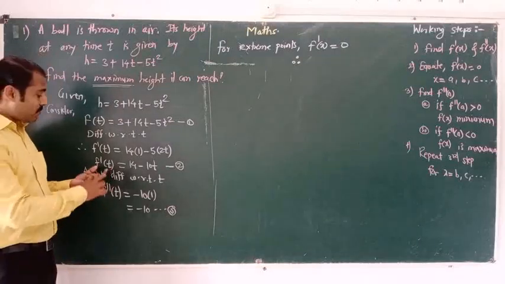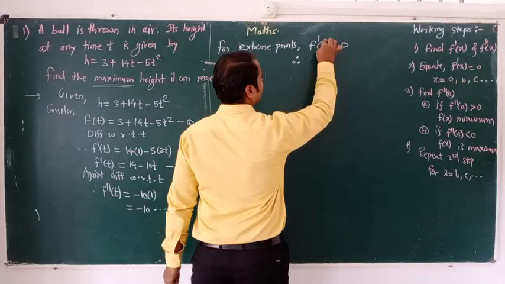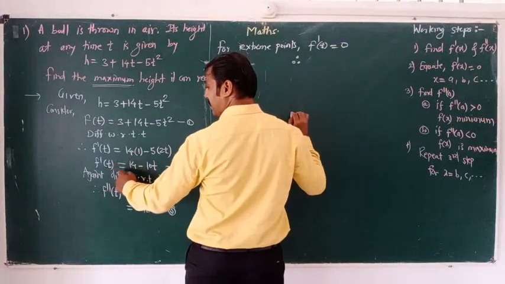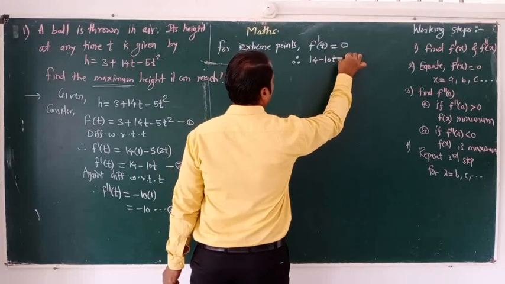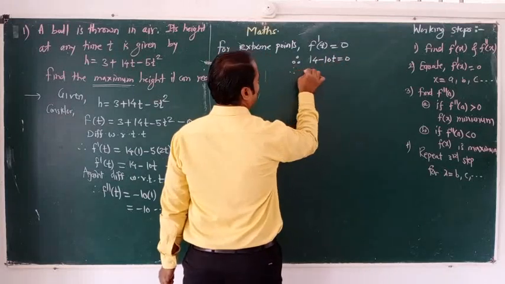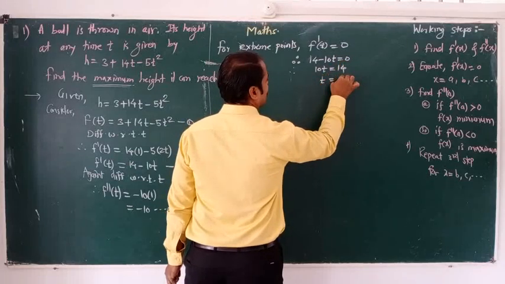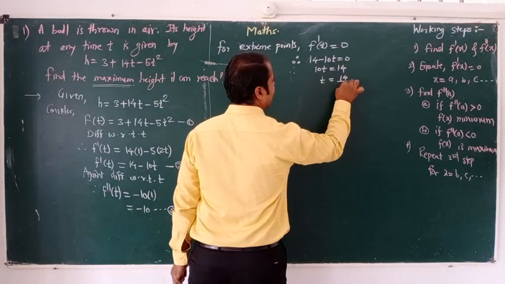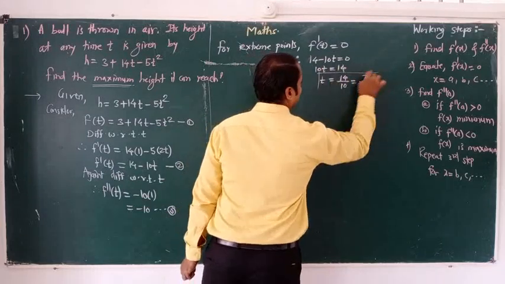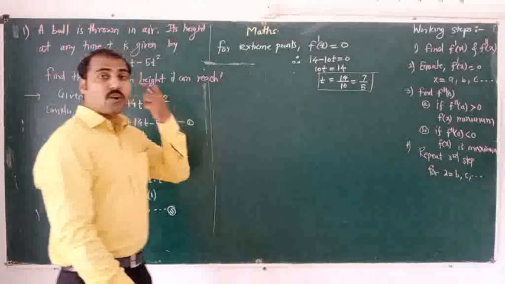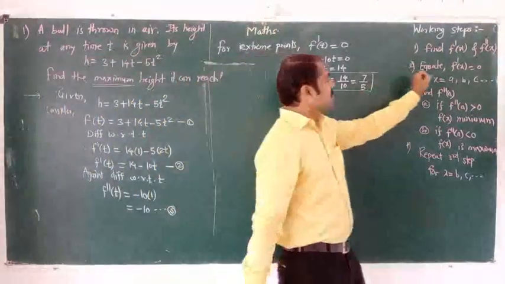But here the example is in t. So f dash of t is equal to 0. What is f dash of t? 14 minus 10t is equal to 0. Therefore 10t is equal to 14 and t is equal to 14 divided by 10, which is nothing but 7 divided by 5. Here we get the value of t. t is 7 divided by 5. Second step is done here.